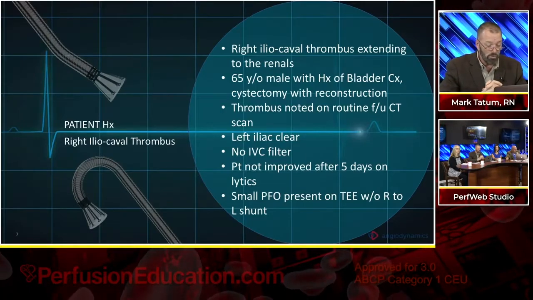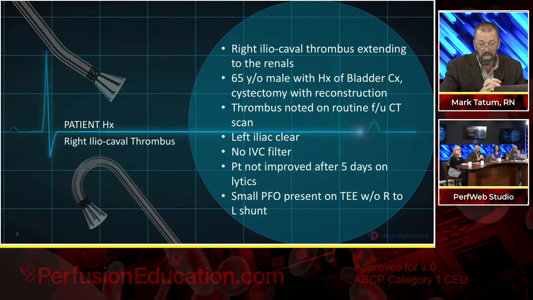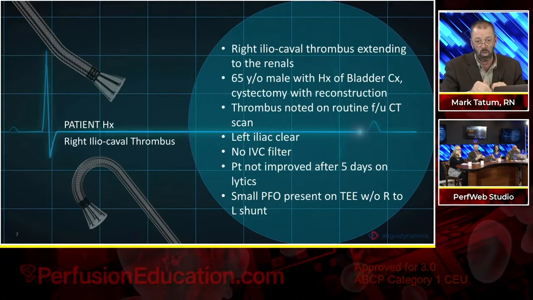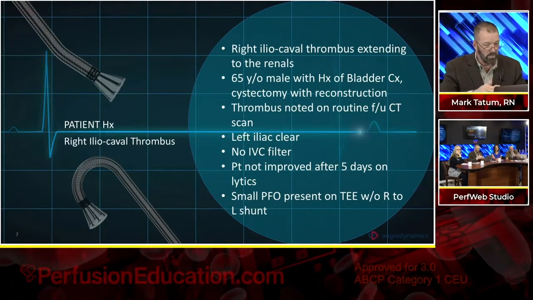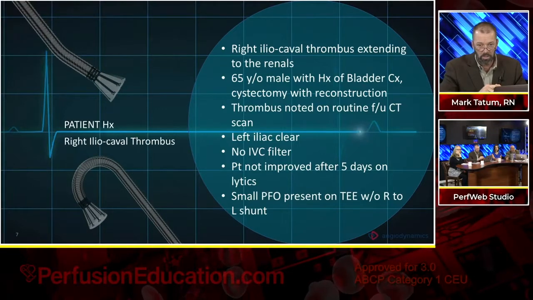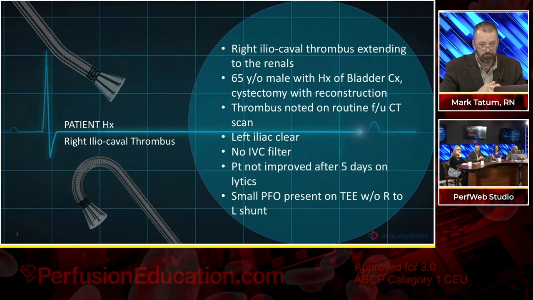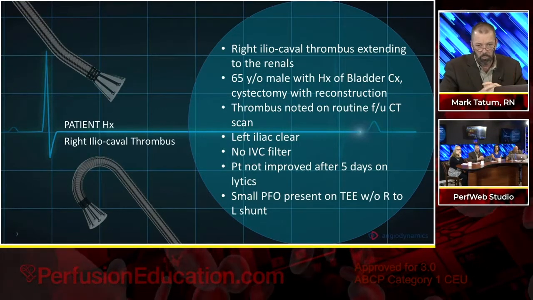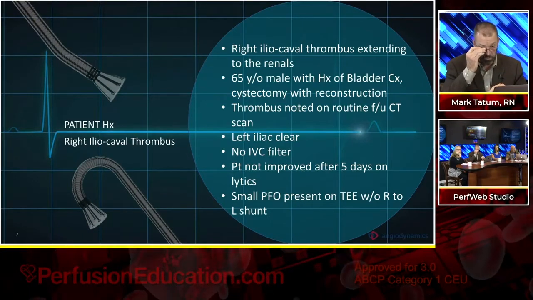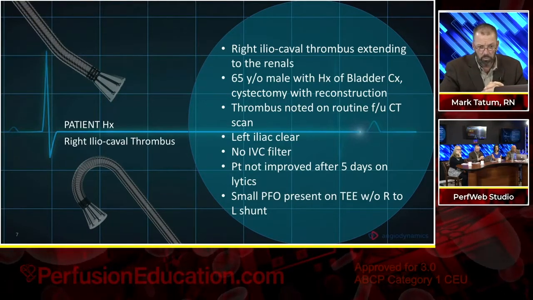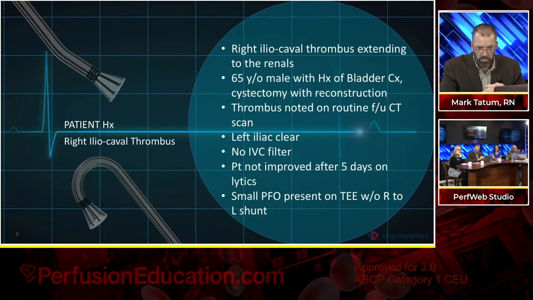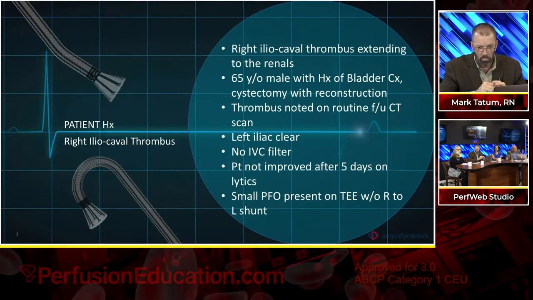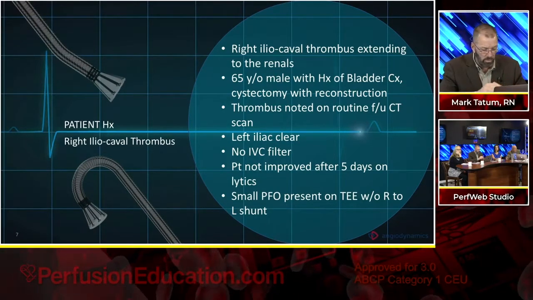All right, so this is the first setup slide that we're going to have for your ability to log in and register what you think ought to be done for this particular patient. So, right iliocaval thrombus extending to the renals. We're going to have an image of this shortly. It's a 65-year-old male with a history of bladder cancer, cystectomy and reconstruction, thrombus noted on the follow-up CT scan. I'll let you guys read the rest of this.